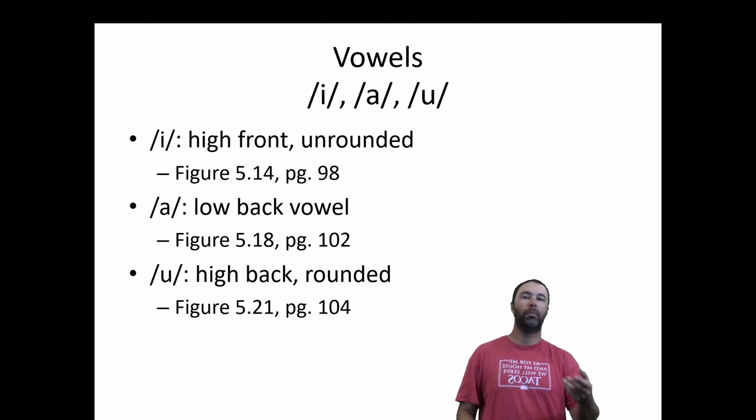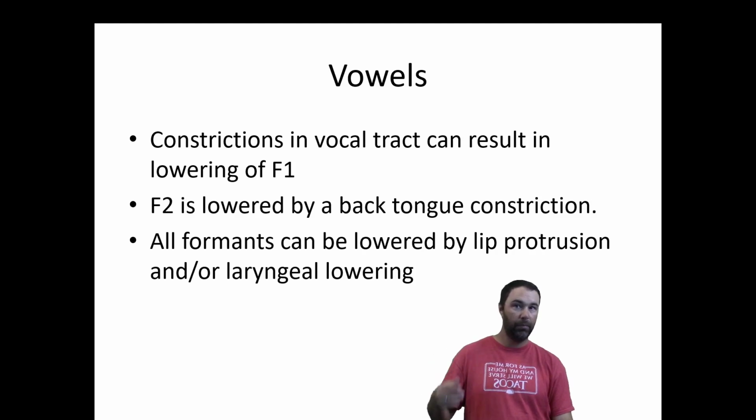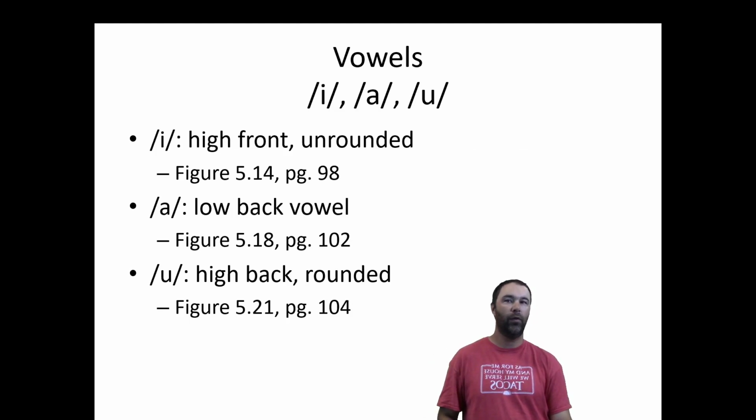Right, now the U is going to be a rounded vowel. So in that situation, like I said on the previous slide, we're lowering it by lip protrusion. So we're going to lower the frequency of all the formants in that situation.